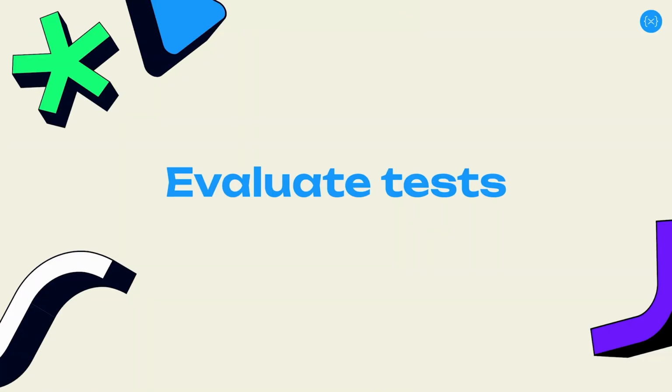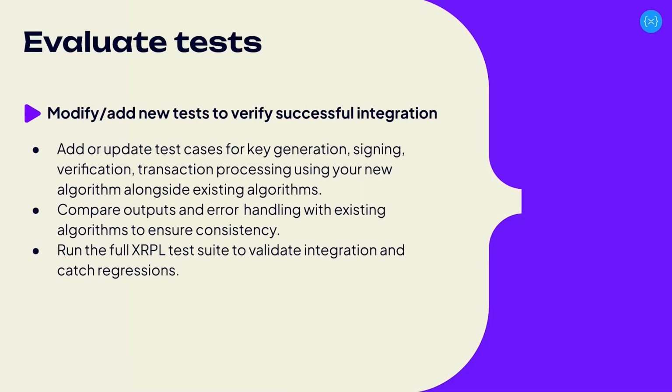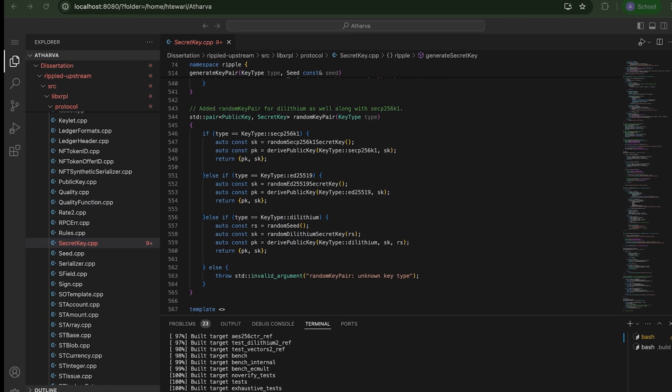With this, we finally come to the last step, which is evaluate test. In this step, we add or update the test cases for key generation, signing, verification, and transaction processing using our algorithm alongside existing algorithms. We compare outputs and error handling with existing algorithms to ensure consistency, and then we run the full XRPL test suite to validate integration and catch regressions.